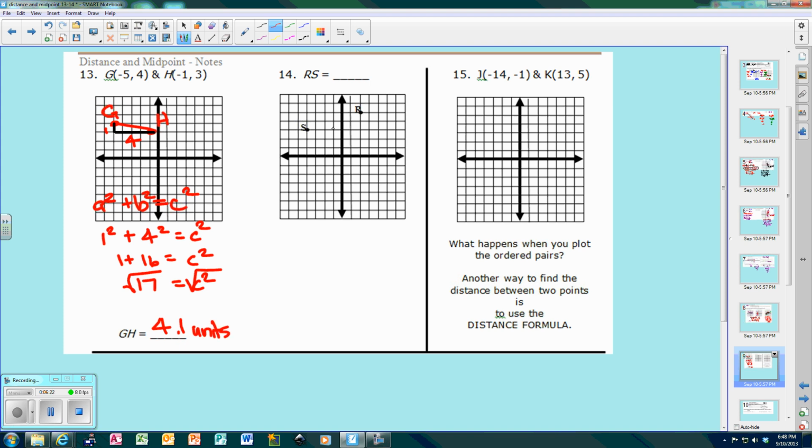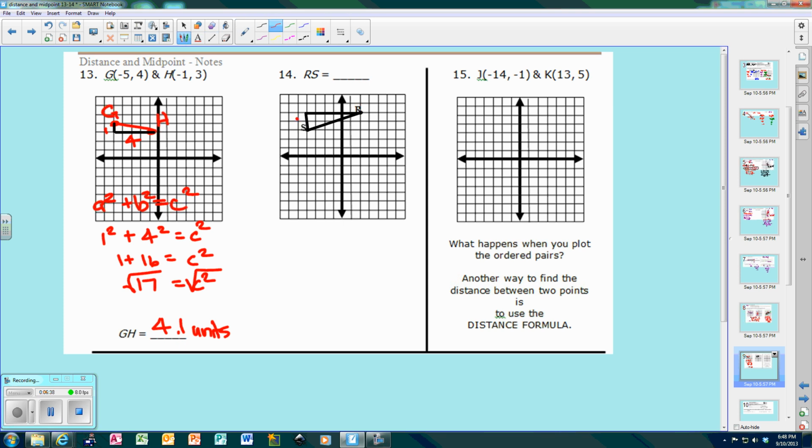All right, now what is it from R to S? So let's connect R and S. So here's R to S. And then let's draw a right triangle. So I'm going to go this way. And you could go down if you want. You could go this way and this way. It doesn't matter. It's the same thing.